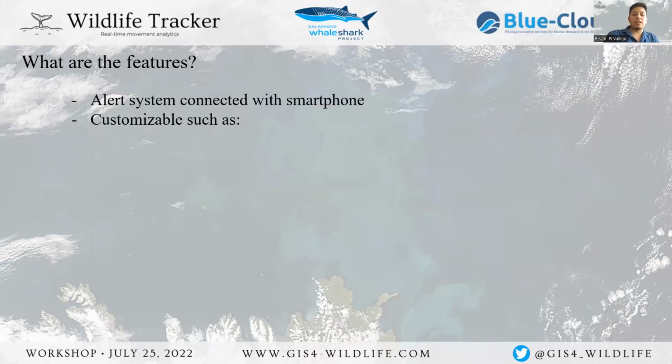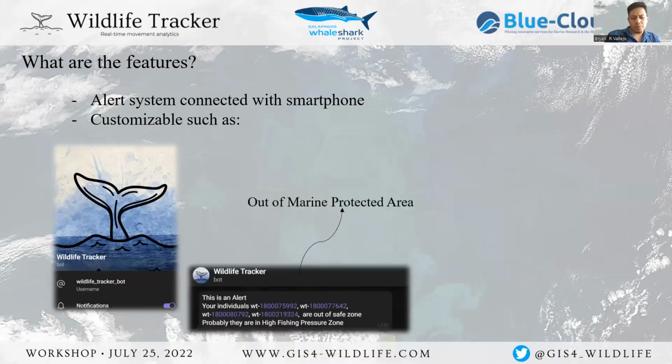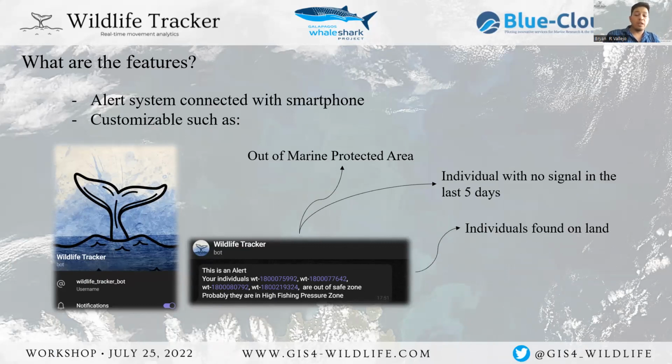Another feature we have is an alert system. We are able to connect a wildlife tracker bot to your mobile phone, so users can actually receive different alarms. For example, one of them is to understand when these individuals are out of marine protected area. Another one is to understand, for example, when individuals have no signal in the last 5 days, individuals found on land or where they are in a risk area detected. So basically, it depends what is the need, and we can implement the algorithm in the backend and connect it to your mobile phone.